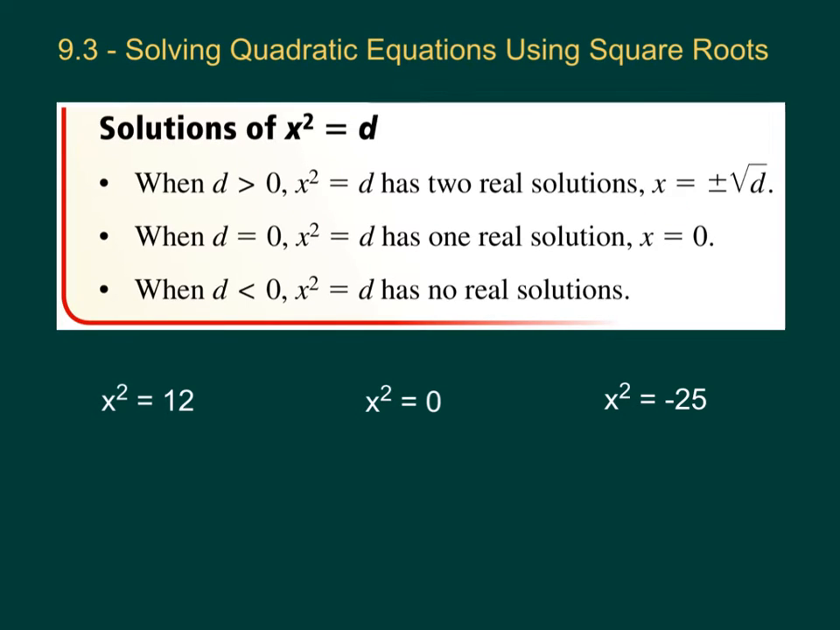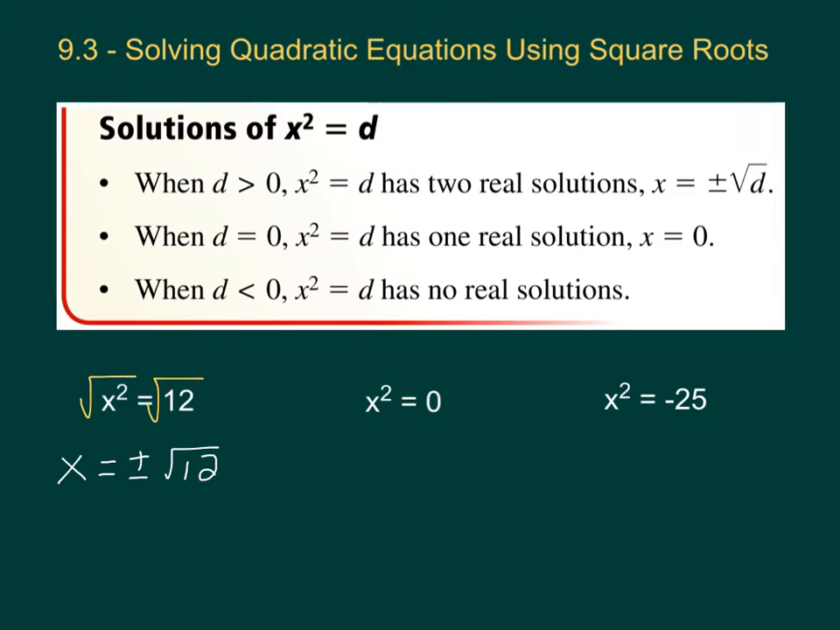then x squared equals d has two real solutions. This is like the two x-intercepts that we'd see from the graphing. Positive and negative square root of d. So that's like our first example, x squared equals 12, where 12 is positive. What we do is we take the square root of each side, and we're going to get x equals, now we put a plus or a minus, we have to include that.